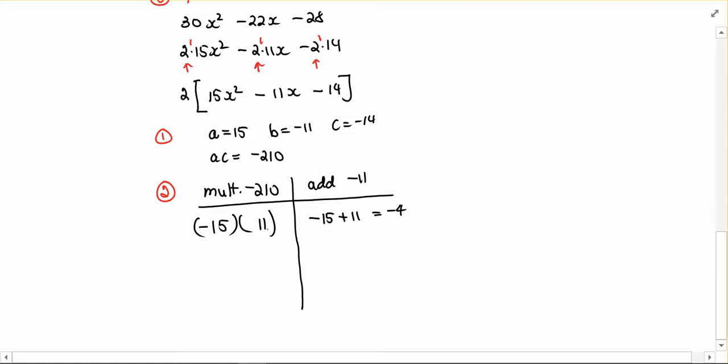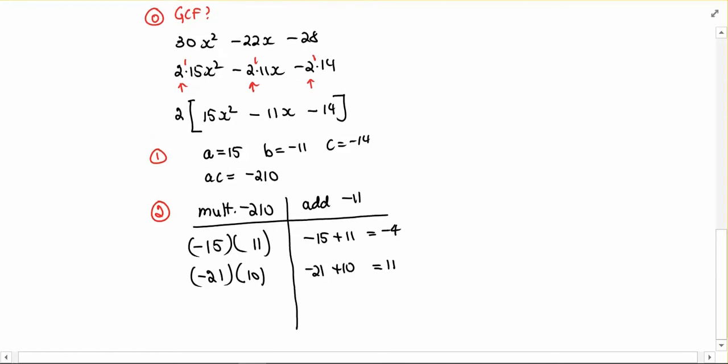So does 210 divide by 16? No. Does 210 divide by 17? No. Does 210 divide by 18? No. Does 210 divide by 19? No. Does 210 divide by 20? No. 210 divided by 21? Yes. So 21 and 10. Negative 21 plus 10. Hey, there it is, 11.